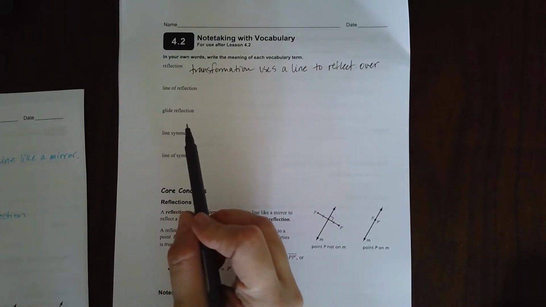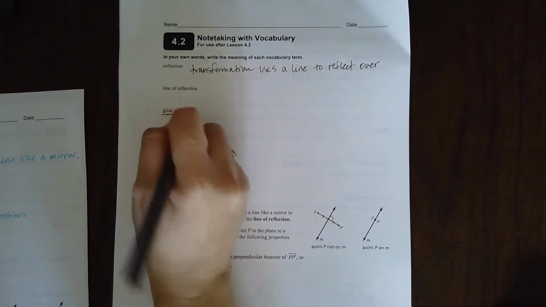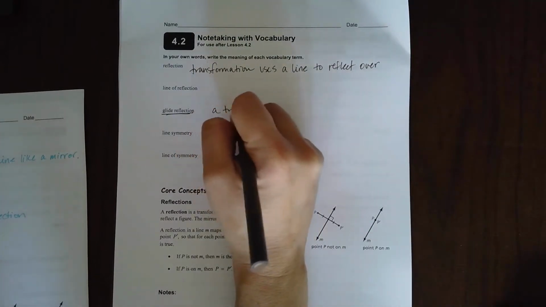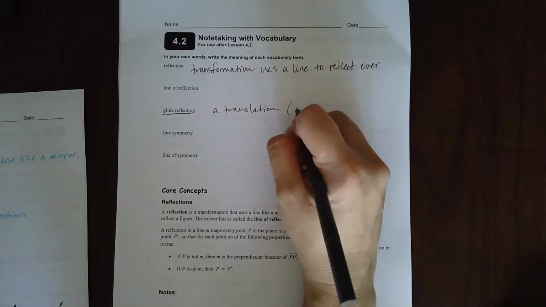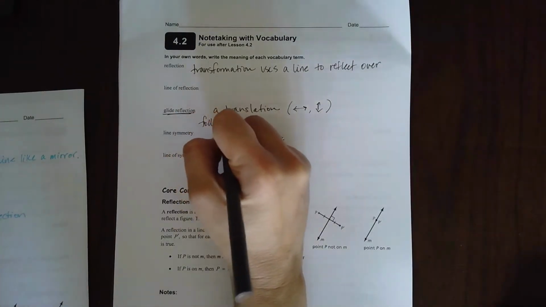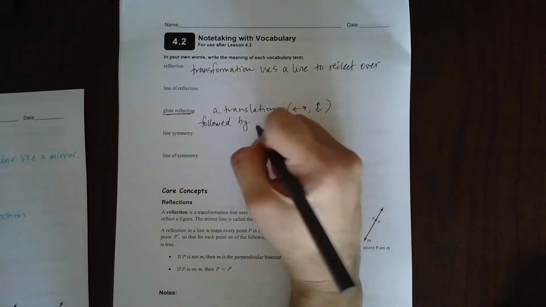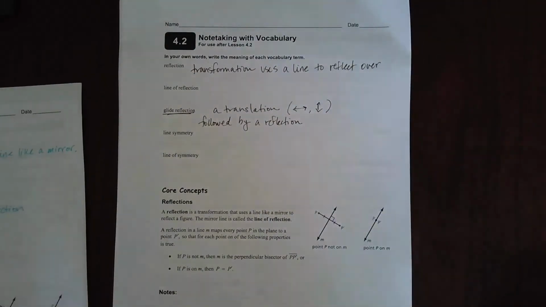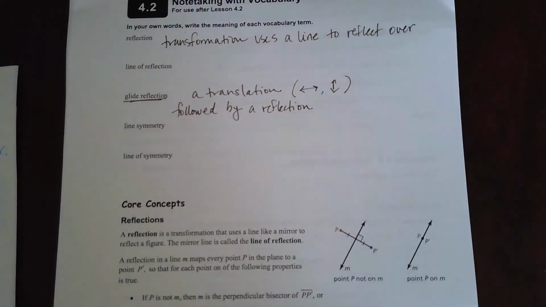A glide reflection is like a composition of reflections. So a glide reflection is a translation. Remember, a translation is what we talked about last time, so you're either moving left or right, and then sometimes up and down as well. And then it's followed by a reflection. We talked about this in terms of composition of functions, right? So composition of transformations, I mean. What this is basically getting at is that we're going to do two different types of transformations in one.